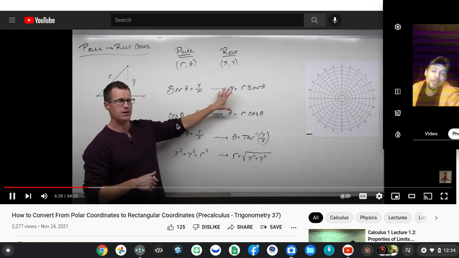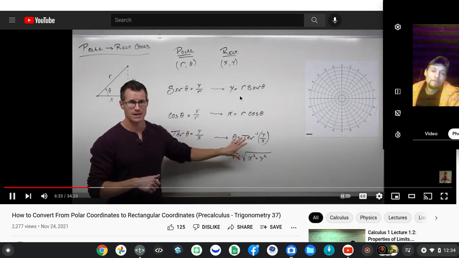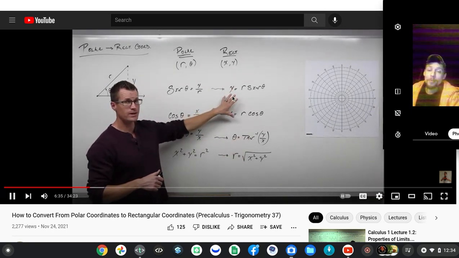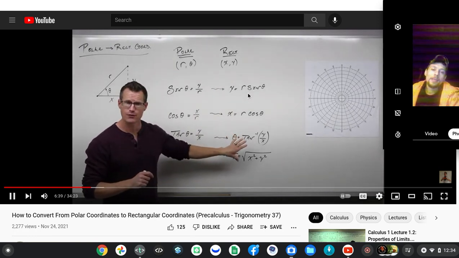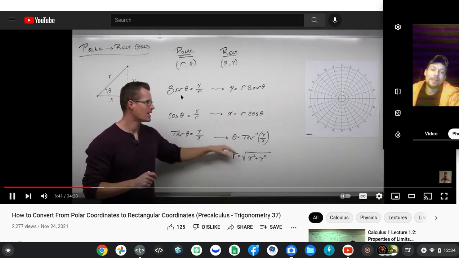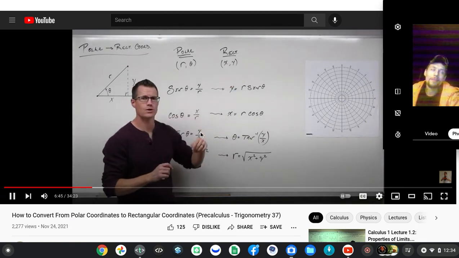This is how you convert from polar to rectangular, and this is how you convert from rectangular to polar. Polar to rectangular is a little bit easier in this form because you don't have to really worry about switching quadrants. This can be a little tougher because we typically keep positive r and adjust our angle to fit whatever quadrant we're in.